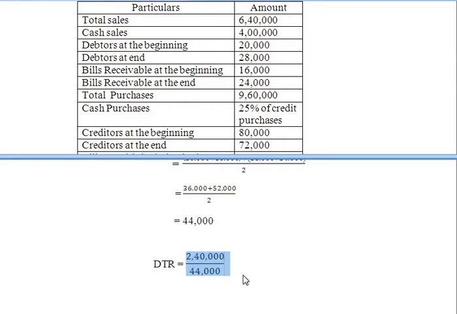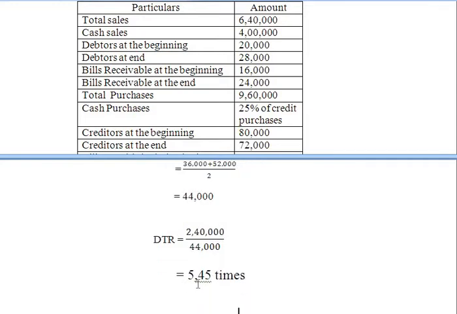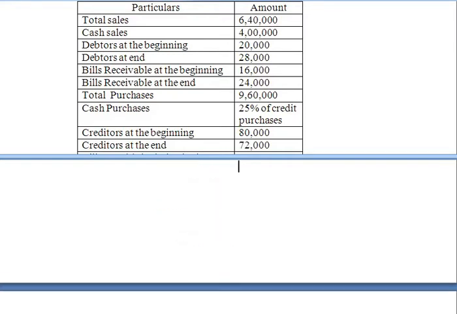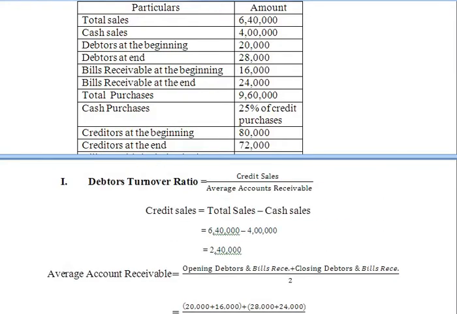So 2,40,000 divided by 44,000 is equal to how much? 5.45. So next line, write, therefore debtors turnover ratio is 5.45 times. Understood? 5.45 times. Now we got the answer of debtors turnover ratio.